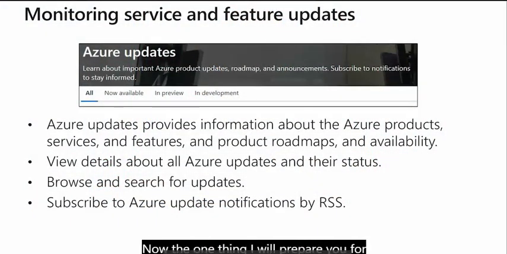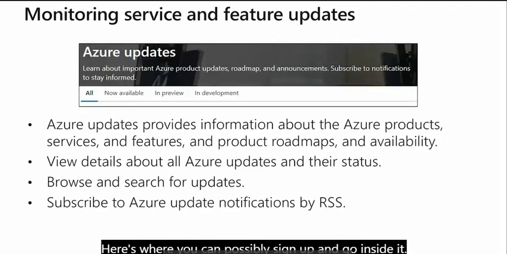Now, the one thing I will prepare you for when you go to the roadmap, don't expect dates. We very rarely will tell you what the dates are for the resources. We're going to tell you, hey, here's the new feature we're working on. Here's why we're working on it. Here's if it's a public preview or private preview, here's where you can possibly sign up and go inside of it. So you can monitor those resources and work with it.